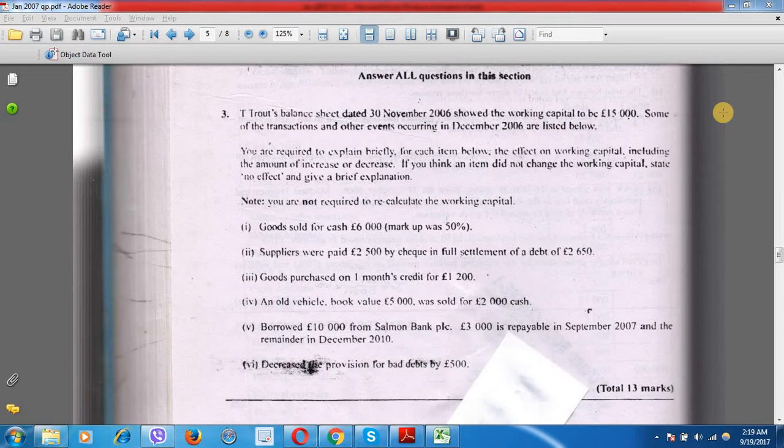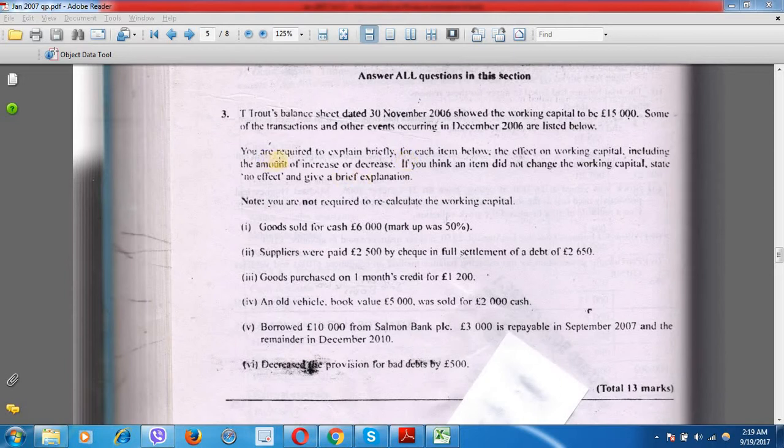Today we are going to solve January 2007 question number 3. Let's start. T. Trout's balance sheet dated 30th November 2006 showed the working capital to be 15,000. Some of the transactions and other events occurring in December 2006 are listed below.